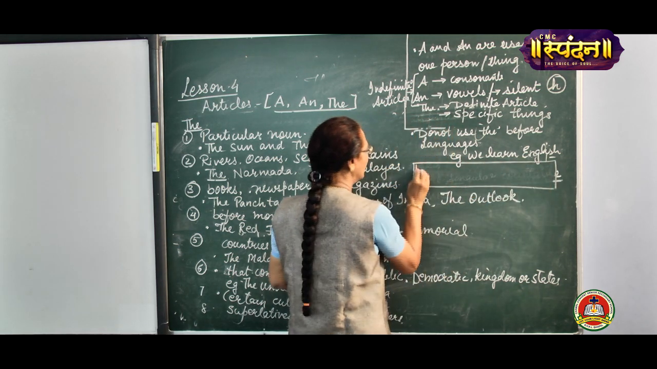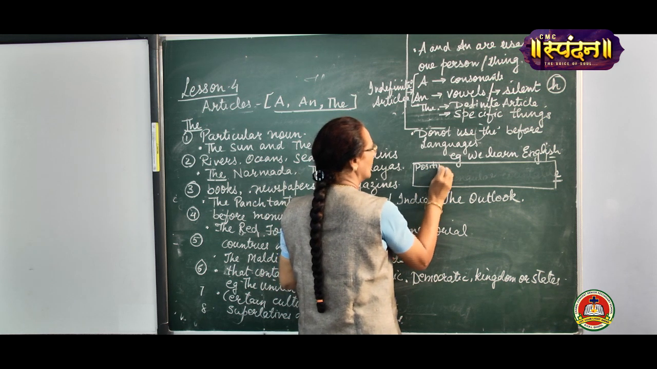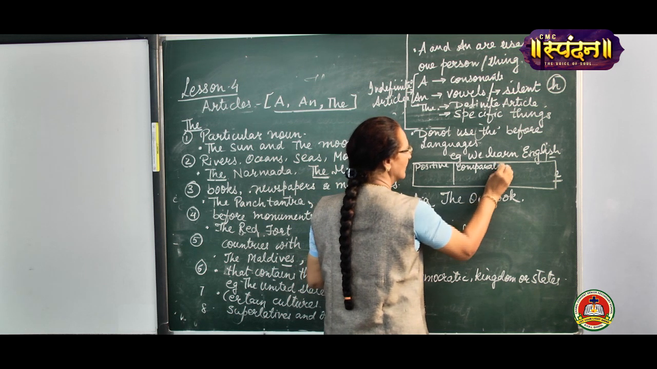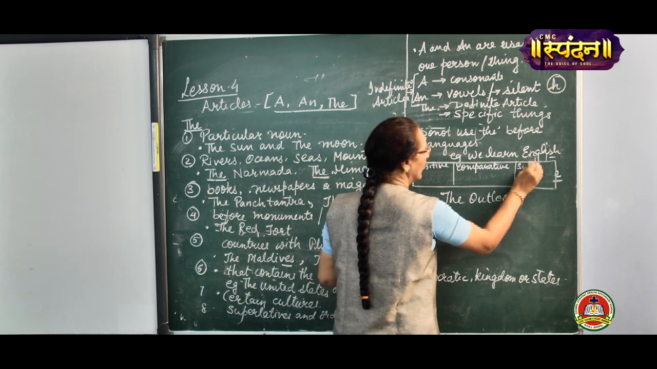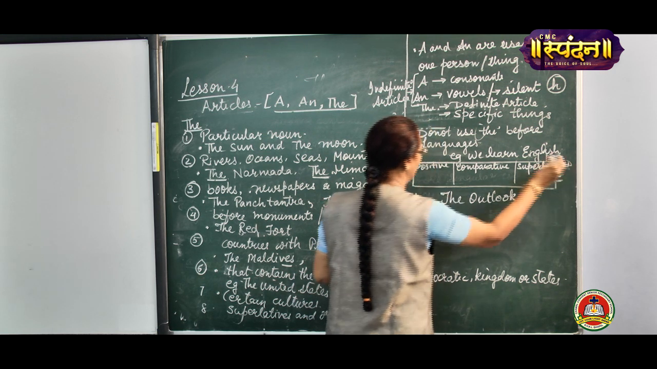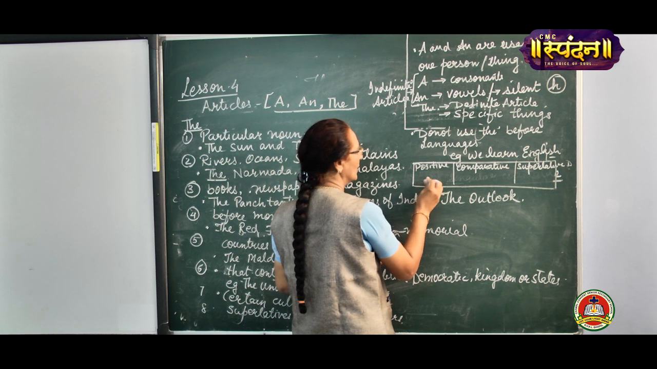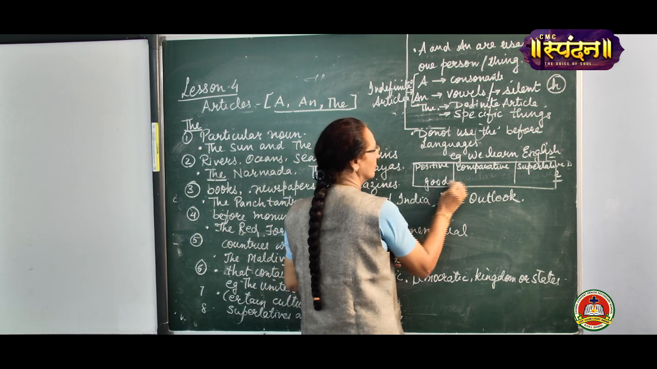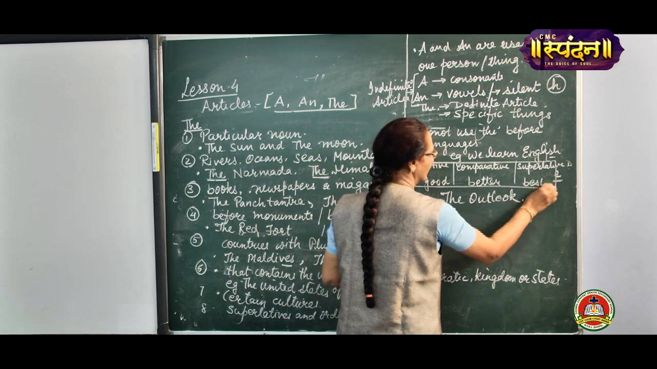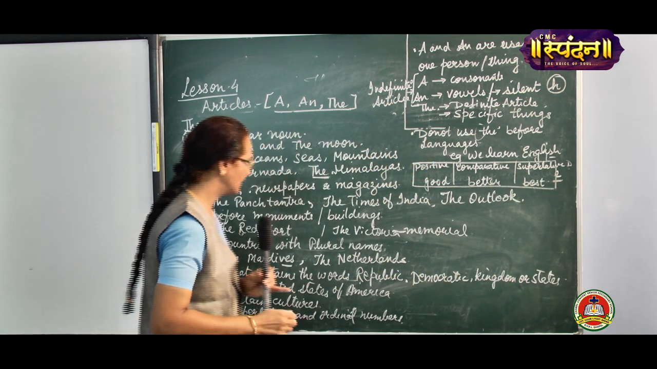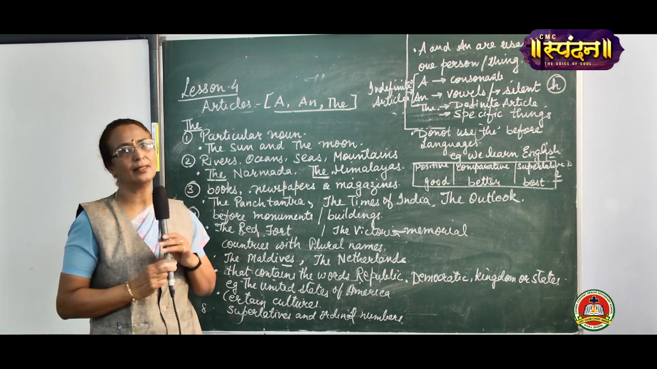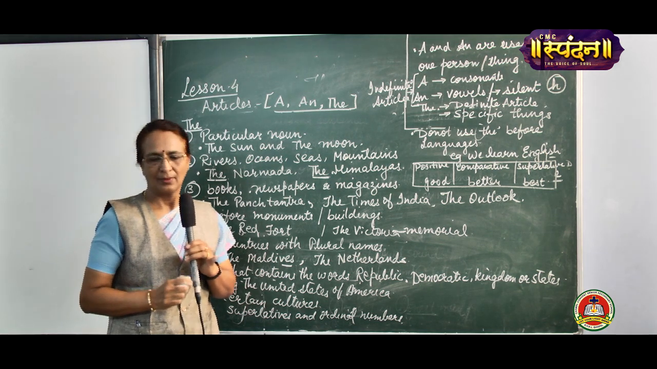We have positive degree. We have comparative degree, where we do comparison. Then we have superlative, which is the highest form. Superlative degree. We say she is good, better, best. We will say she is the best, she is the best girl in the class. Is that clear?